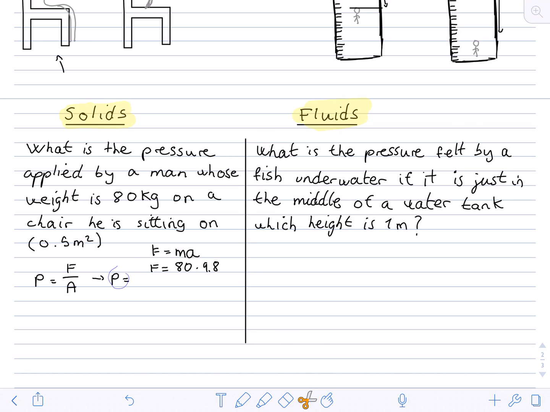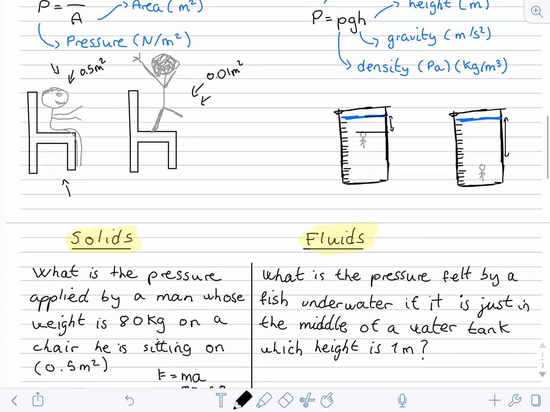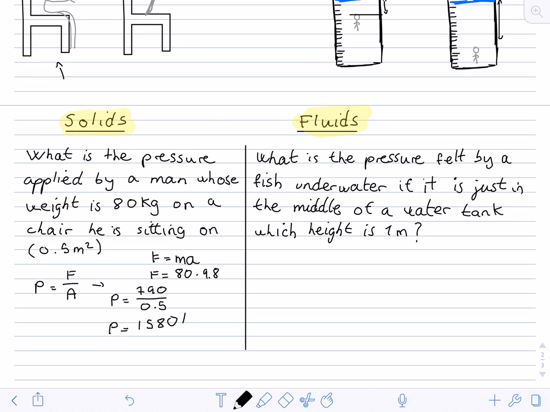So we're going to get a rough estimation of 800, okay? And again, I'm doing this without a calculator, so I'm going to get a rough estimation, just doing it in my head. So we're going to get 790, more or less, divided by the area, which is 0.5. And what this means is that the pressure applied here is going to be 1,580. And then the unit is newtons per meter square. Okay, so that is it.